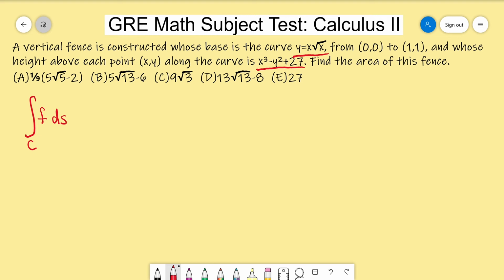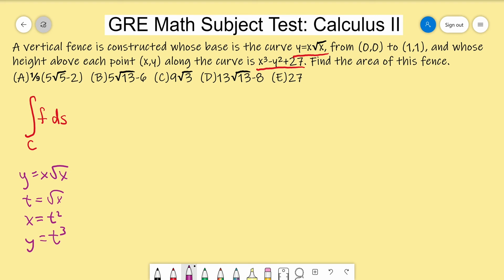In our case, the curve is the function y equals x root x. In order to parameterize this, we have to write x as some function of t and y as some function of t. So we have to decide what our t is going to be. Sometimes you can just write t equals x, but here, to avoid all these square roots, I'm going to write t equals the square root of x. That way I won't have square roots in my parameterization. That means that x is equal to t squared, which means that y is going to be t cubed.